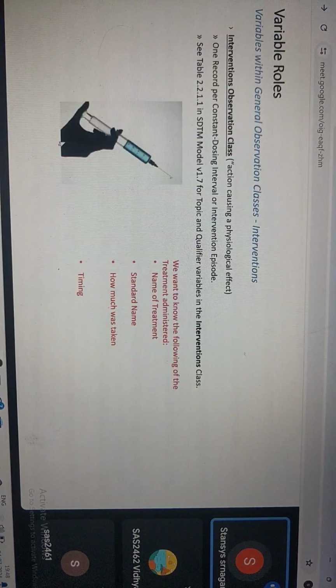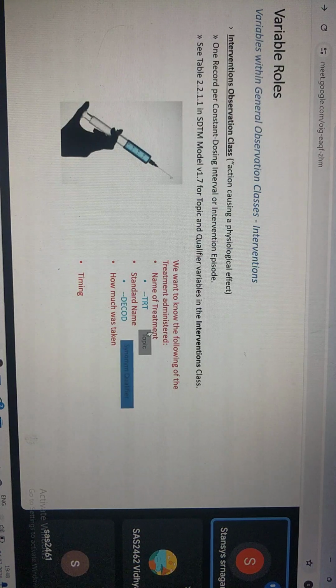Now, data wise, what kind of data class is it? When it comes to the interventions, as I said, it's treatment related information. Name of the treatment is the TRT. TRT is the topic variable of the particular domain. Standard name is nothing but the decode, so that is the synonym qualifier. Why? Because the decode is the TRT synonym qualifier. So how much was taken? That means medicine dosage, the dose variable. So this is EXDOSE, CMDOSE, depending on the domain. The dose is the record qualifier. It will qualify the record.